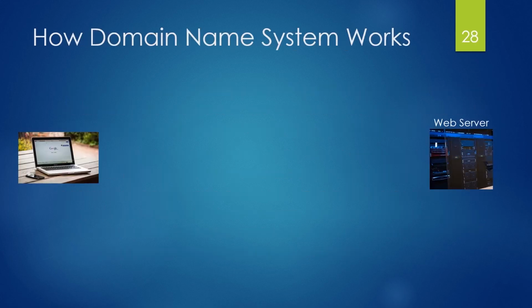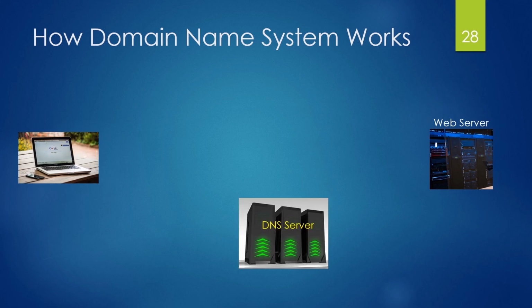How the domain name system works: as you can see, you have your laptop and the web server. Of course, you need the DNS server. So first, I will have to request a website. So here I need directions to http://www.yahoo.com, and the request will go to the DNS server. The DNS server will try to look for this particular address. So now what will happen if the DNS cannot find the address?